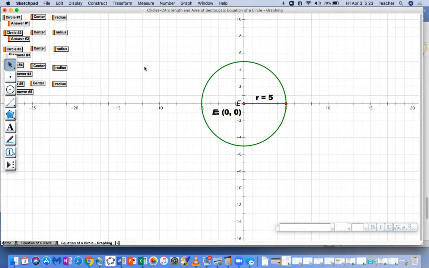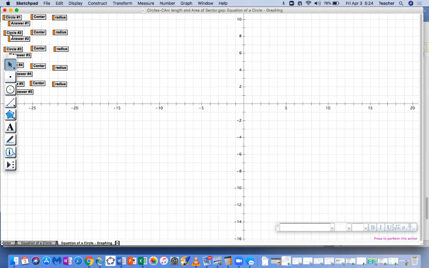So again, think. X goes with X, Y goes with Y, right? So 0 goes with X and this 0 goes with Y equals the radius squared. All right, so here should be my answer. Again, radius squared, 5 squared is 25. So that's a question with the center at the origin. So that's all I need. I need to know where's the center and what is the radius.